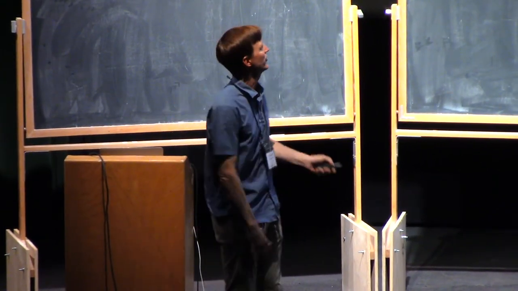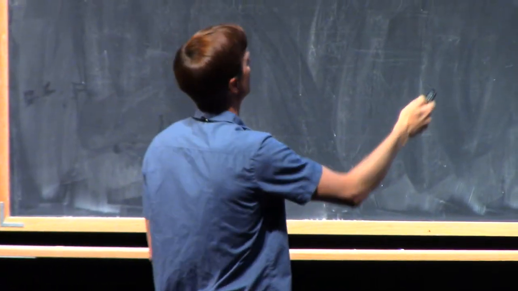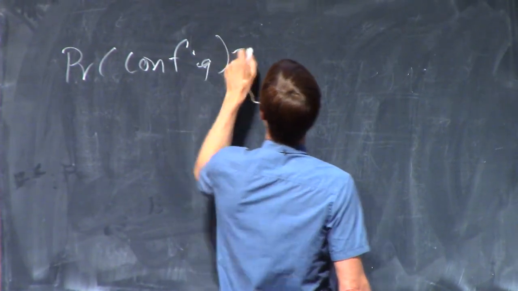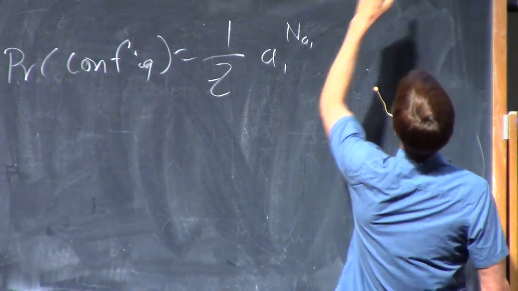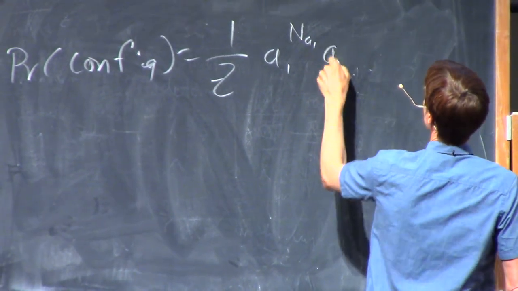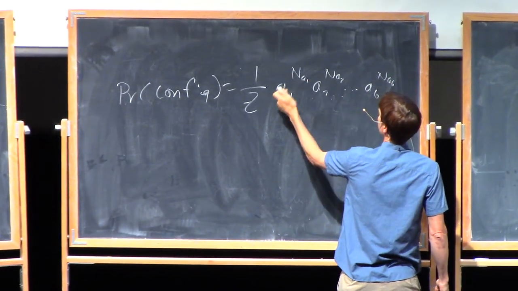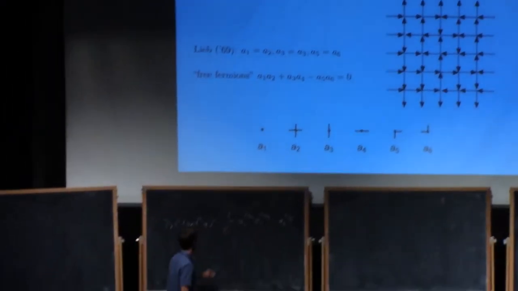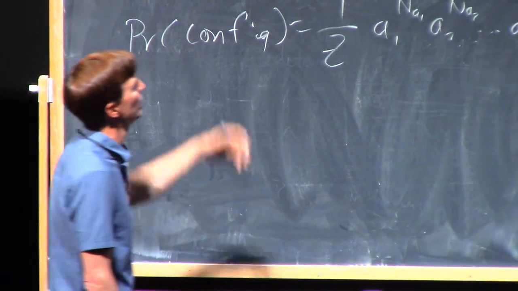You have a finite graph, and you count, so the probability of a configuration is 1 over a constant times A1 to the number of local vertices of type A1 times A2 to the NA2 up to A6 to the NA6, where NA1 is the number of vertices of the first type listed above there. Does that answer your question? And the free energy is essentially the log of this quantity Z, this normalizing constant, the sum over all configurations of their weight.